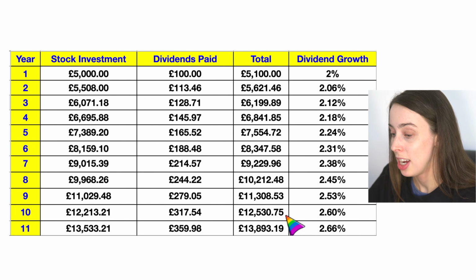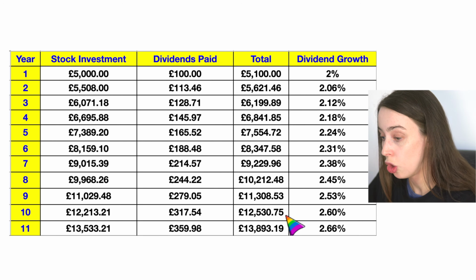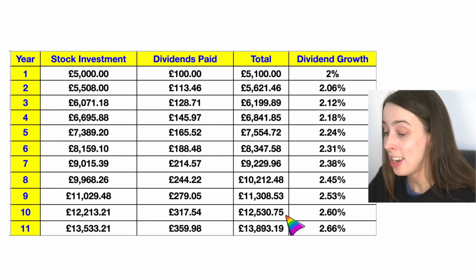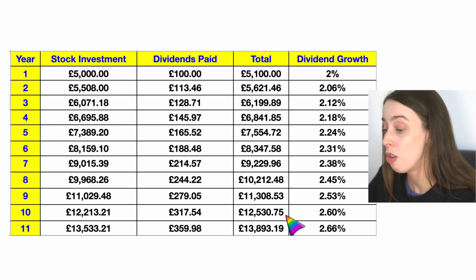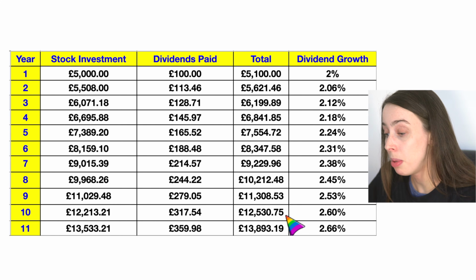£12,530.75. So year 1, you put 5,000 in, you got 100 in dividends. Year 10, you're sitting at 12,530 and £317 in dividends. So that is a pretty insane growth, I think. And that is just from that £5,000, reinvesting those dividends, pumping money back in, accumulating more and more shares, and picking stocks that have this dividend growth.